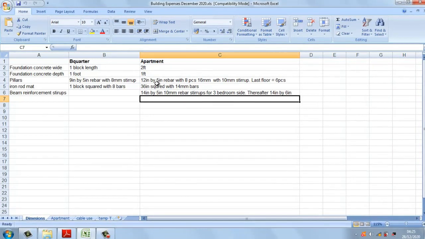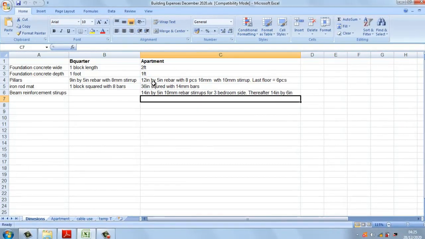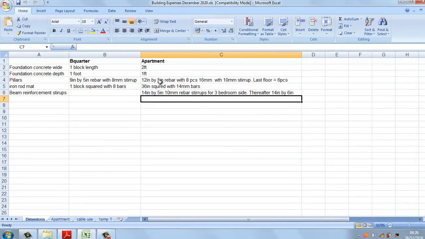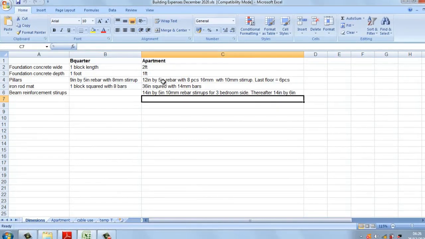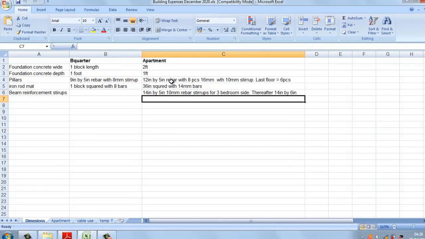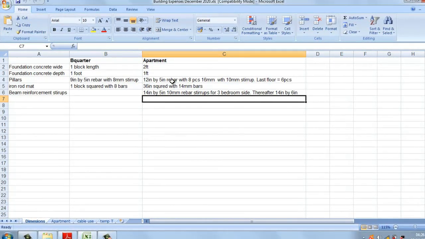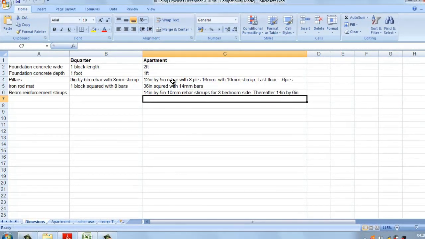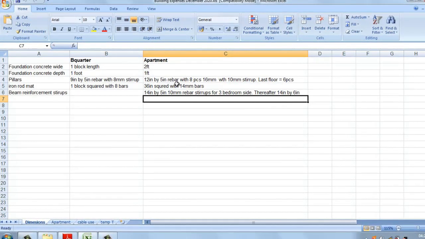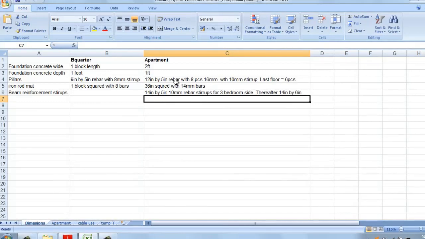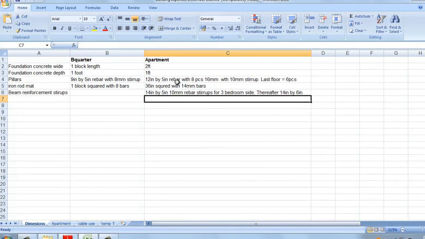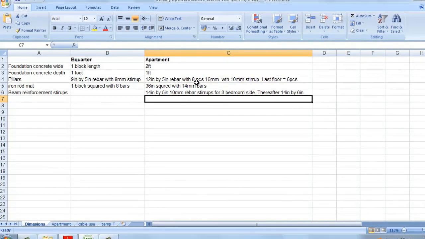In some places it was 9 inches. And then for the reinforcement, it was 12 inches by 5 inches with 16 mm diameter bars, and then for the stirrups I use 10 mm. Typically people use the 3/4 rods, but I went for the 10 mm for strength. For the last floor I reduced it from 8 bars to 6 because that was the last floor, and I still use the 16 mm.